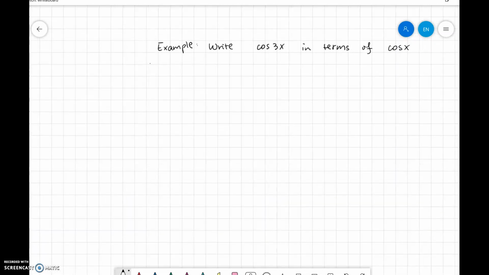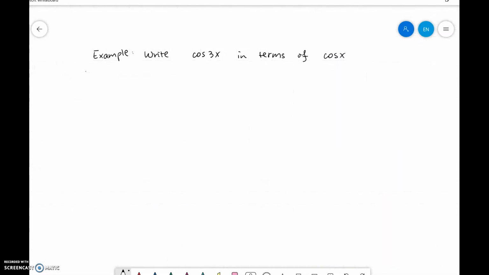For the example, we want to write cosine of 3x in terms of cosine of x. So we're going to break down cosine of 3x. We want to have a formula: what is cosine of 3x equal to in terms of just cosine of x? So cosine of 3x, I can break it into cosine of 2x plus x.